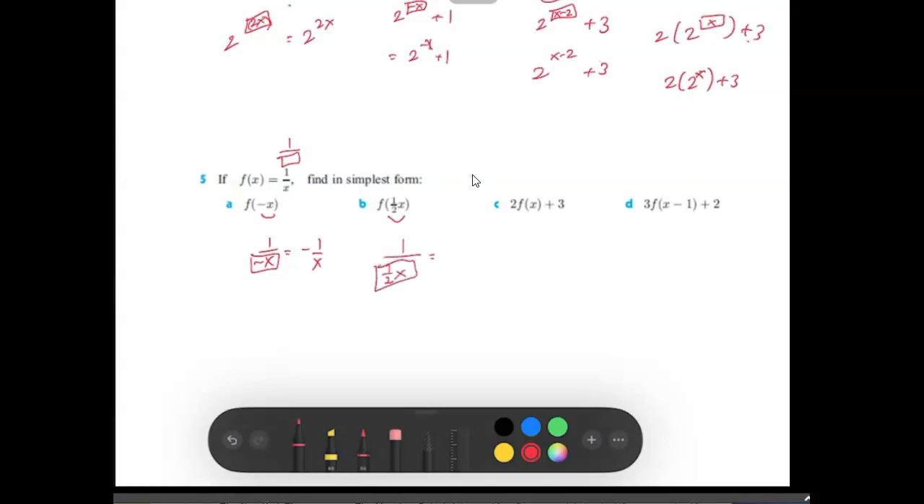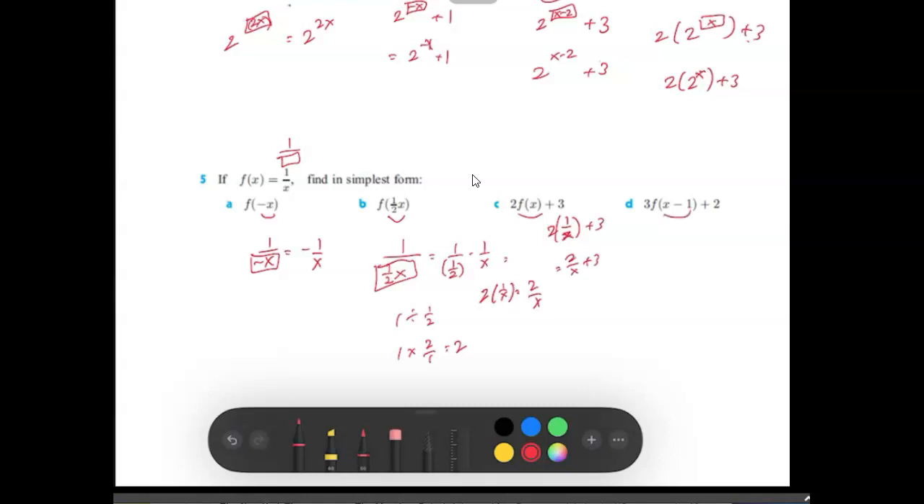And the hardest part of this is just the fraction math, right? 1 over 1/2 is actually equal to 2 because you do 1 divided by 1/2. When you divide by a fraction, you multiply by its reciprocal. So 1 divided by 1/2 is the same thing as 1 times 2 over 1, which is 2. Okay, so this is equal to 2 times 1 over x, which is equal to 2 over x. And then 2 f of x plus 3, the f of x is just 1 over x, right? So that's 2 over 1 over x plus 3, which is 2 over x plus 3.